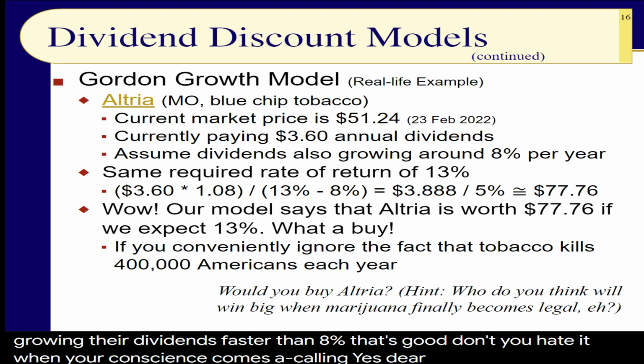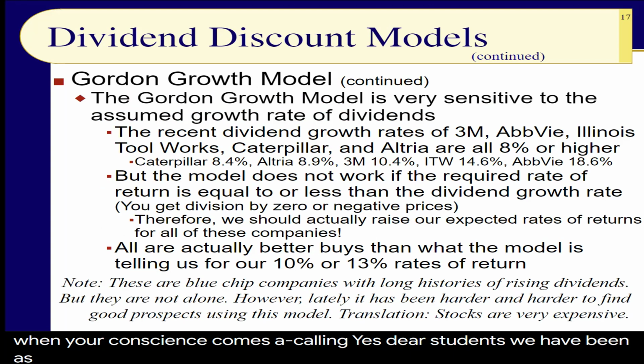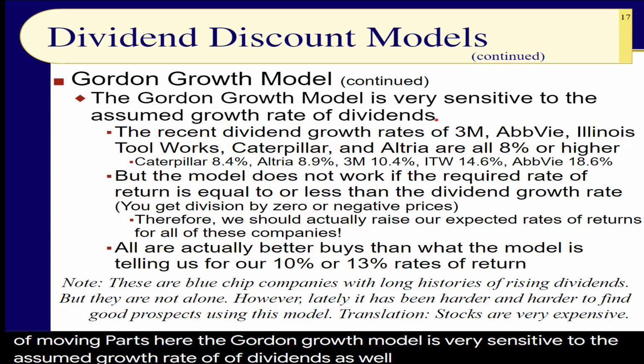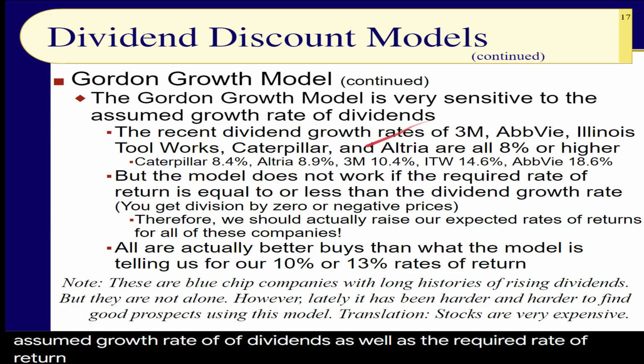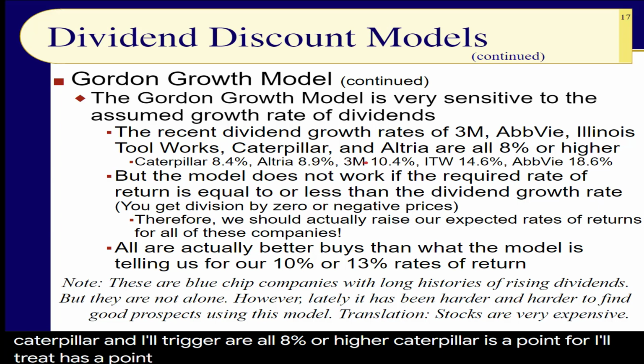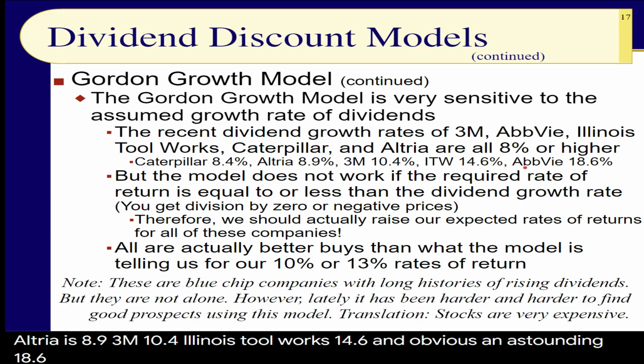Yes, dear students, we have been assuming an 8% rate of return because remember, there's lots of moving parts here. The Gordon growth model is very sensitive to the assumed growth rate of dividends as well as the required rate of return. The recent dividend growth rates of 3M, AbbVie, Illinois Tool Works, Caterpillar, and Altria are all 8% or higher. Caterpillar is 8.4. Altria is 8.9. 3M 10.4. Illinois Tool Works 14.6. And AbbVie is an astounding 18.6%.